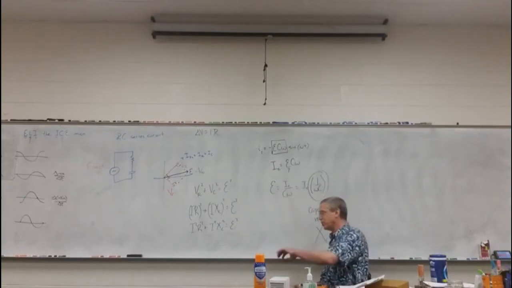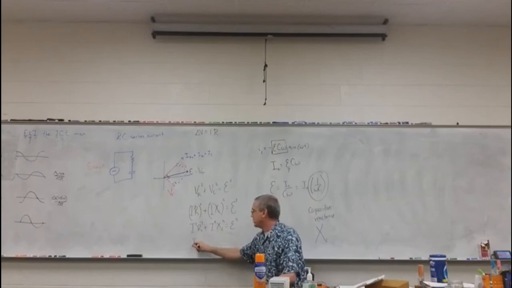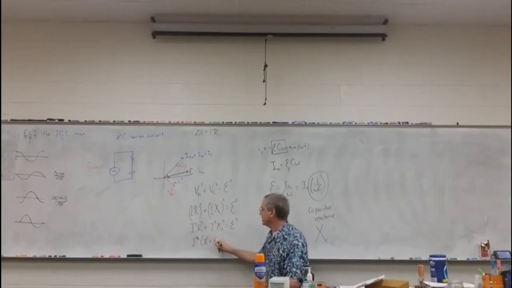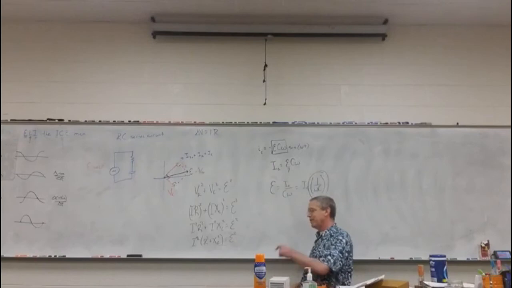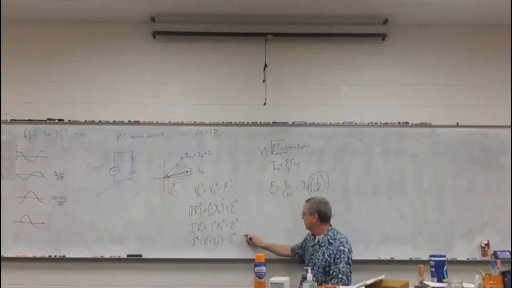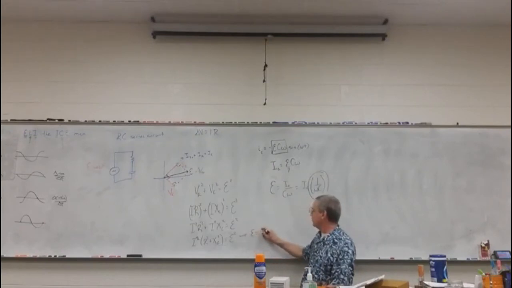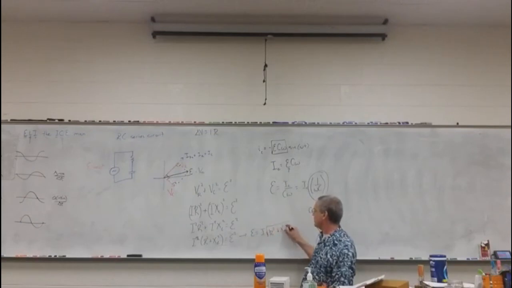I'm going to factor I squared out. So I have I squared times R squared plus X sub C squared is equal to epsilon squared. If I take the square root of both sides, I get epsilon is equal to I times the square root of R squared plus X sub C squared.